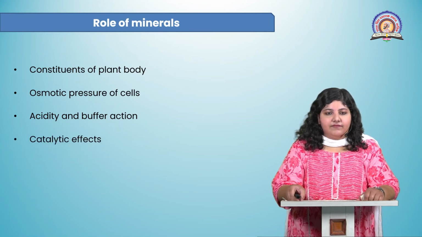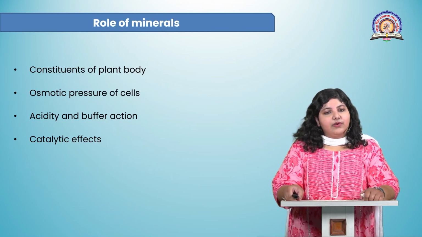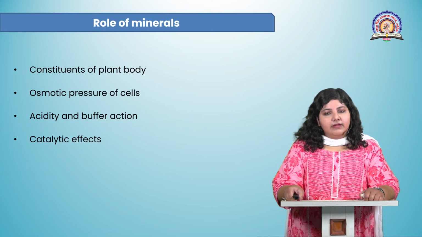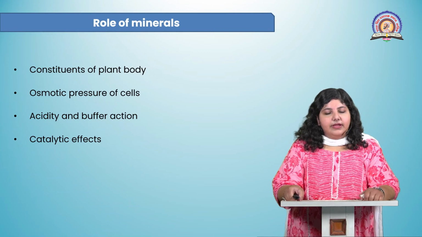Next is catalytic effect. Now, different enzymes require cofactors or metal activators, or these act as prosthetic groups, and they help in the overall functioning of the enzymes. So these different mineral elements also have catalytic effects, that is they act as prosthetic groups. Also they are present in the chlorophyll. For example, magnesium ion is present in chlorophyll, and the different metal ions are present in the enzymes which help in the different biochemical reactions.